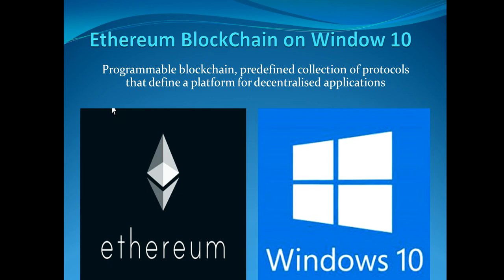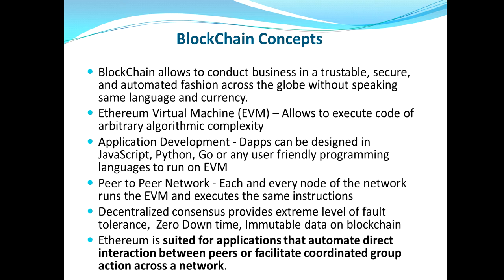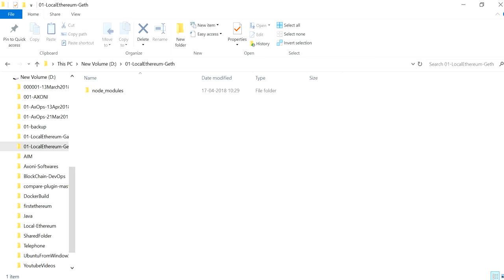Apart from Solidity, there are a few more like Serpent, Ripple, and Mutant, but Solidity is the one which is getting popular and it is being used by most developers nowadays, right? So these are a few basic concepts. The blockchain is nothing but something which allows you to create an application which can do business in a very trustable, secure, and automated fashion across the globe. So you don't need to know each other, but still you can create an application which can do transactions between them, right?